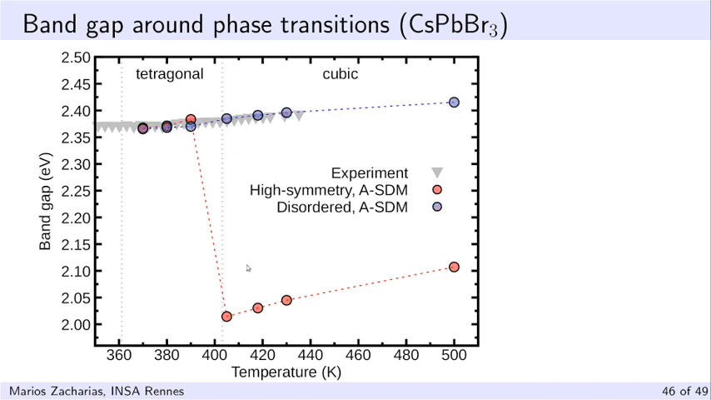However, if we use a locally disordered network, we capture precisely the smooth variation of the band gap with temperature from the tetragonal phase to the cubic phase.